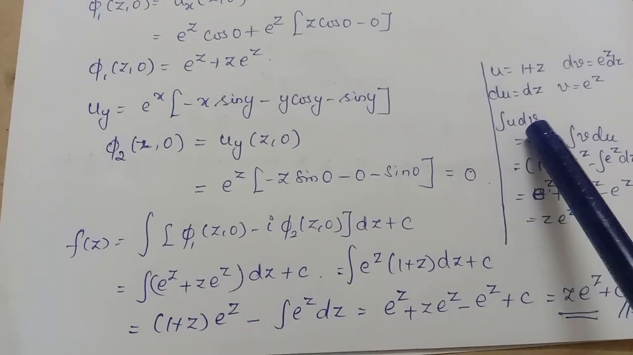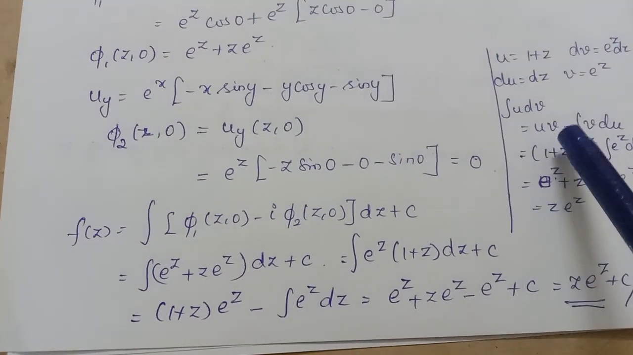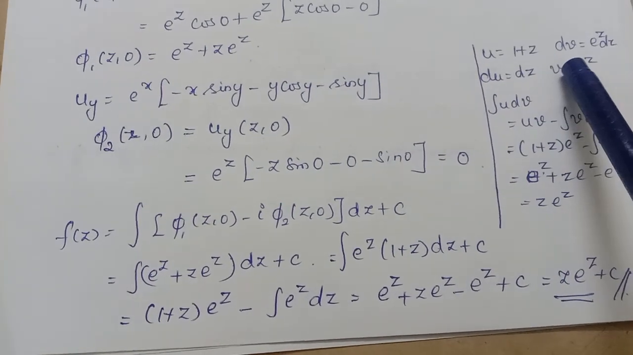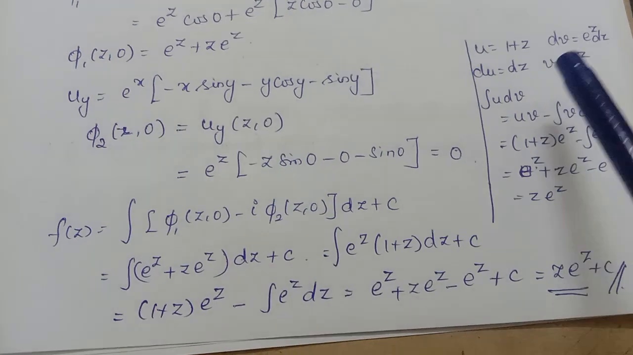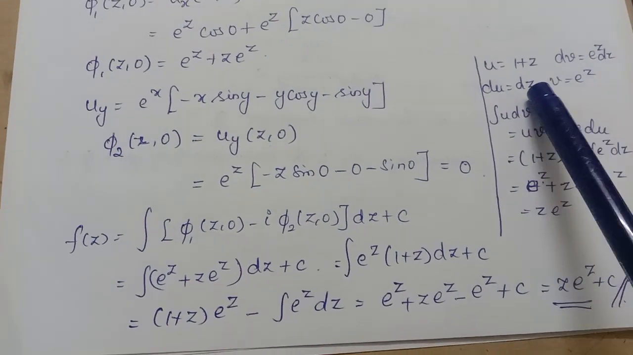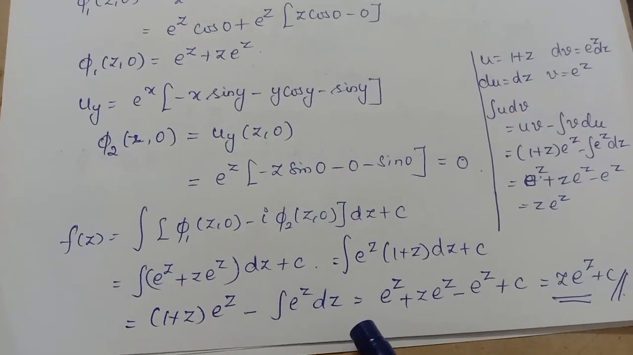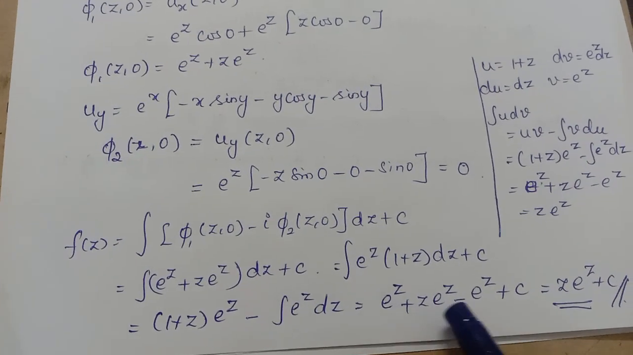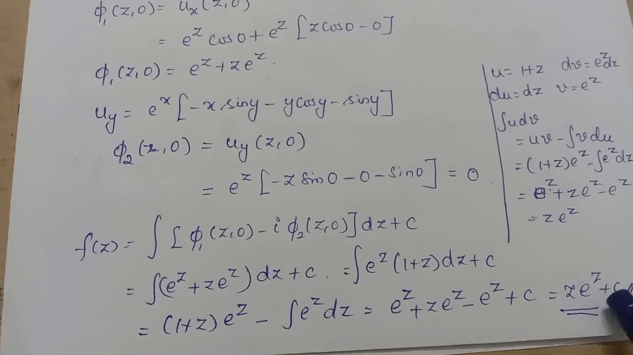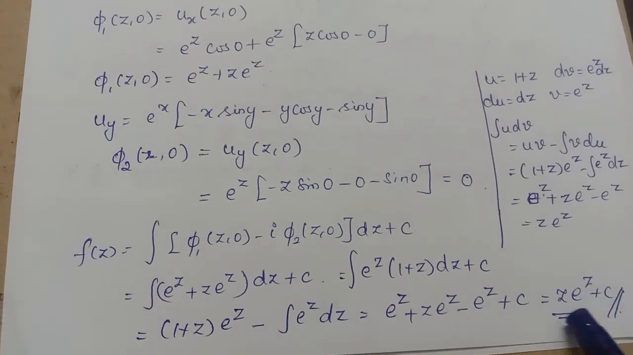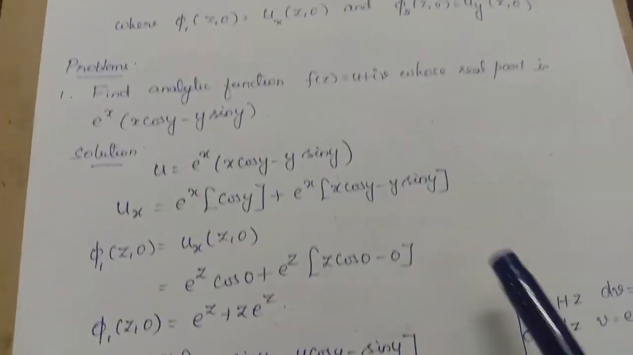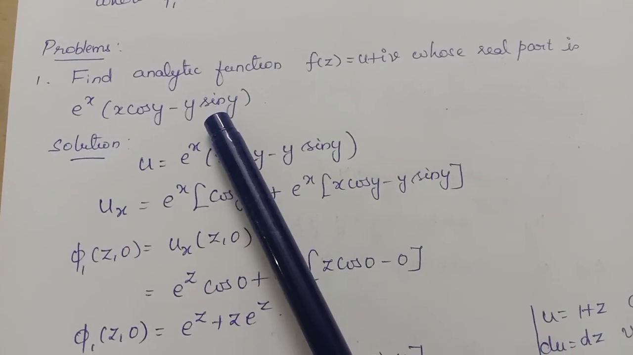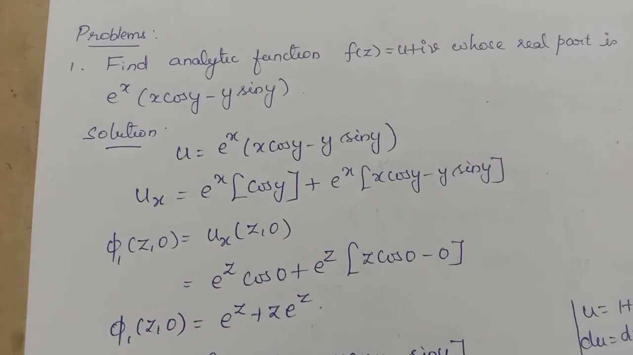What is the formula? Integral u dv equals uv minus integral v du. So uv is (1 plus z) into e^z minus integral of e^z dz. So (1 plus z) into e^z minus e^z. So finally what I get? z e^z plus c. So this is the required analytic function. In this problem, with the given real part, I found the analytic function. Okay, right.